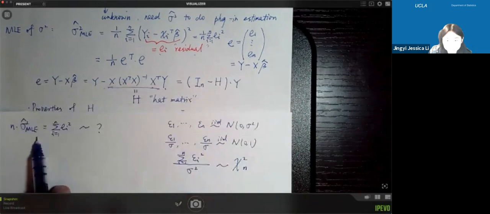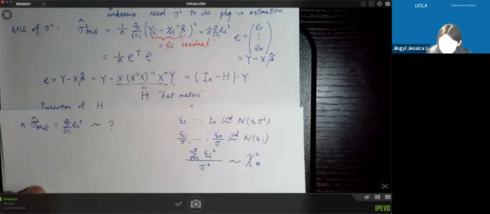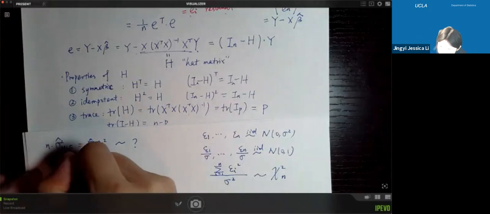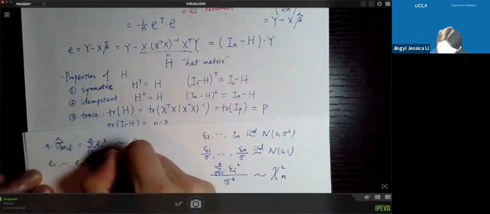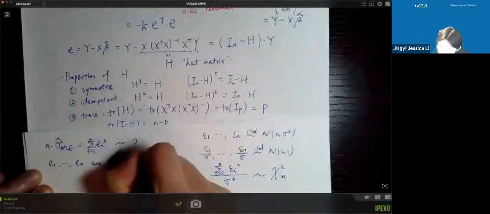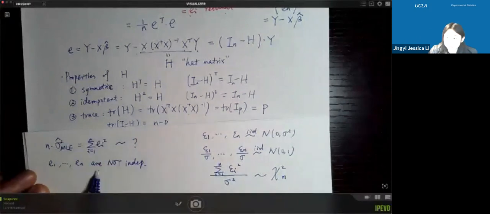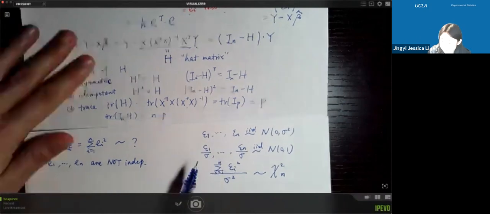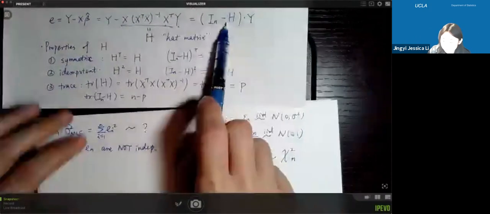How about here? So the first thing to note is that e1 to en are not independent. This is the first thing we want to keep in mind. So this can also demonstrate why this is different from these, because the epsilon 1 to epsilon n are independent error terms, but the residuals are not. This can be clearly seen from this formula.